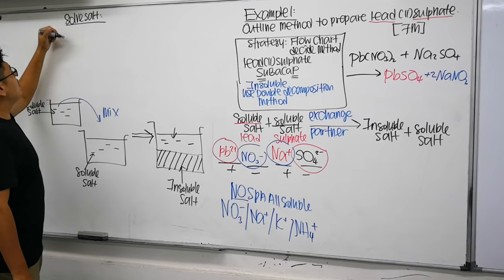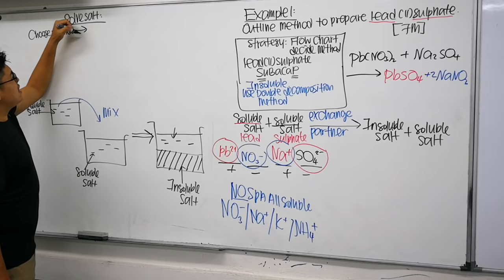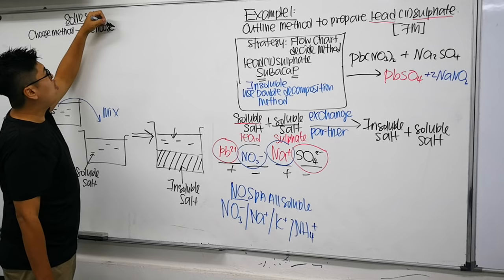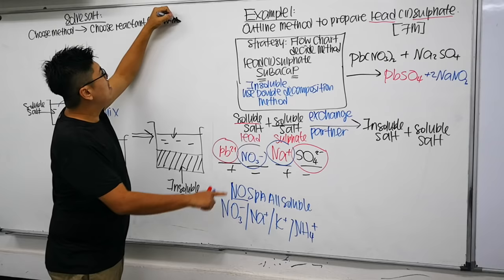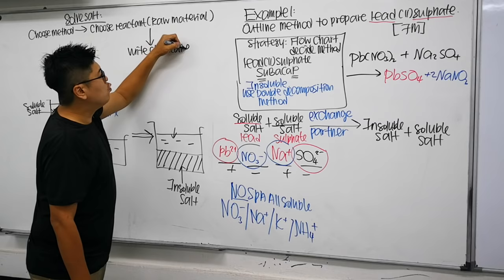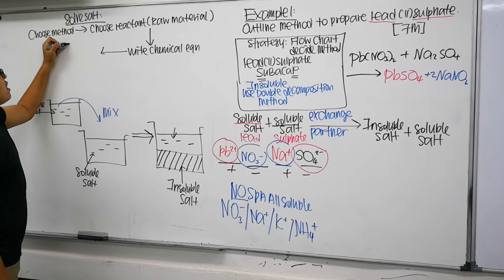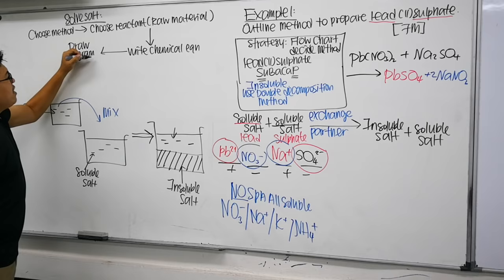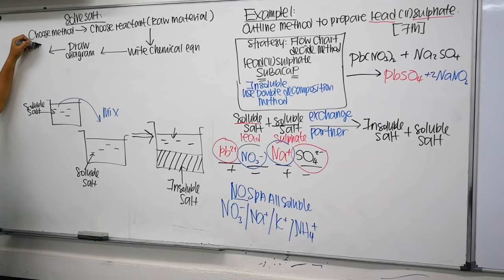Number one, you go and choose the right method. After choosing the right method, I want you to choose the right material, or so-called reactant. You choose the right reactant, or so-called raw material. After you choose the raw material, which is what you need, you go on with writing a good chemical equation, which you also did, right? Now we have two more things to go. After writing a chemical equation, I want you to draw a diagram, draw a picture. Then after drawing a diagram, only then you turn it into some words, a words description. This is the way. Now I teach you. Let me teach you how to make it.